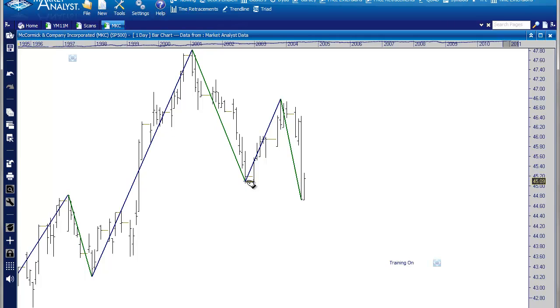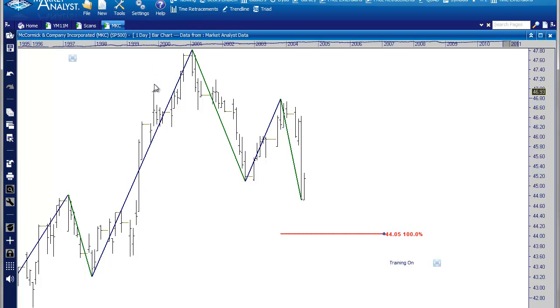And now we project that range from this high here. That would be the C point of the Gartley pattern, where it's projecting from. So my fourth click drops this line here. So if the market comes down and touches this line, that means that this leg here is equal in price to this leg here.